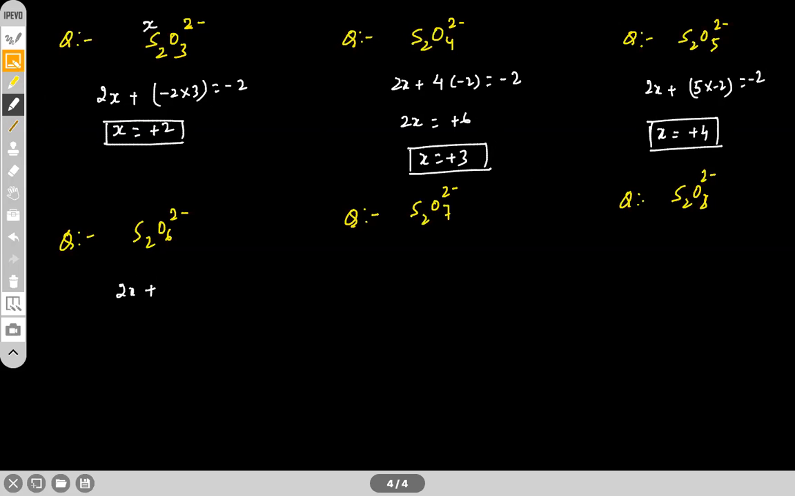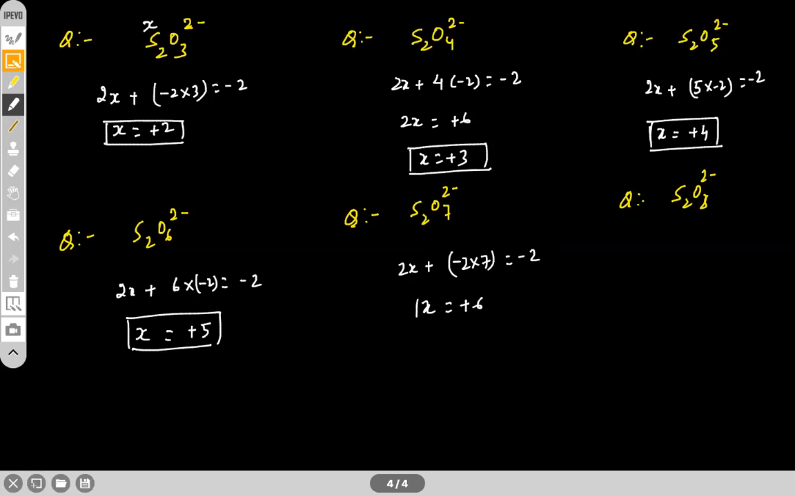2x plus 6 into -2 is equal to -2, x equals 5. 2x plus (-2) into 7 equals -2, so x equals +6 and x equals +7. Okay, this is the x method we have done. 2, 3, 4, 5, 6, 7.